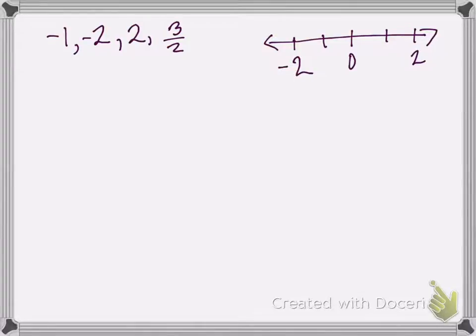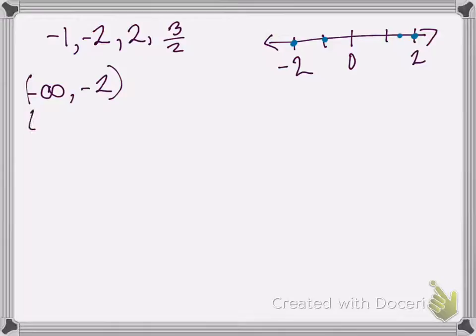Okay, so we have negative 2, negative 1, 2, and 3 over 2. That is 1.5. So those are the numbers that we're going to use for our intervals. So my first interval is negative infinity all the way to negative 2.